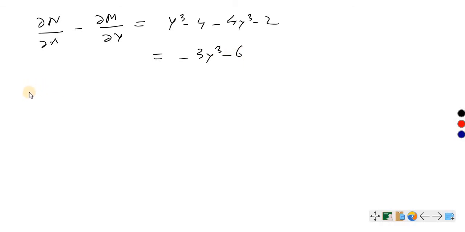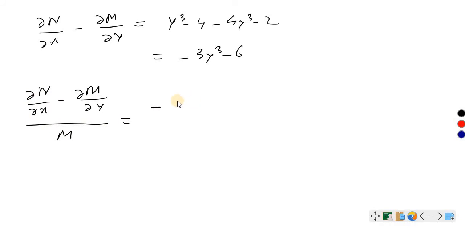So if I take now this, that is partial differentiation of n with respect to x minus partial differentiation of m with respect to y, divided by m. So this will be equals to what? Here you can see it is purely a function of y. So certainly I'm going to get a function of y only. So that's why I've taken this.